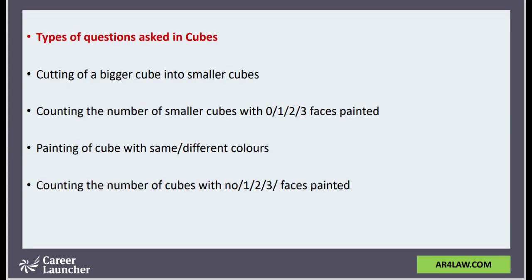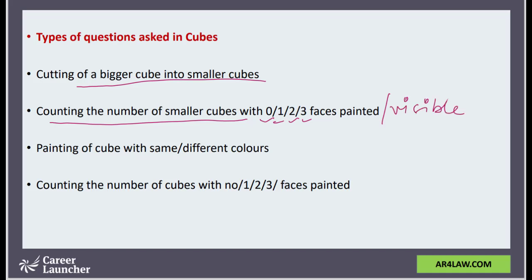Now these are the typical questions which are framed on cubes, which involve cutting a bigger cube into smaller cubes, then counting the number of smaller cubes with 0 faces, 1 face, 2 faces or 3 faces painted or visible. In a certain question, you would also find that the cube has been painted.